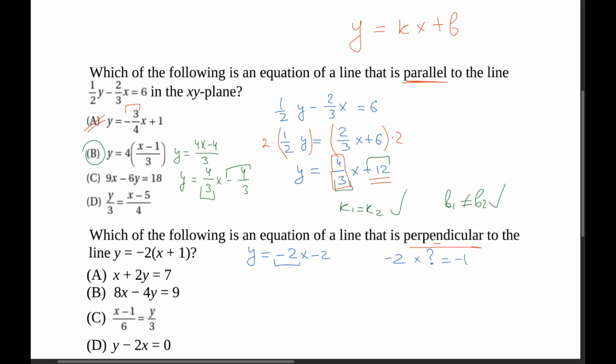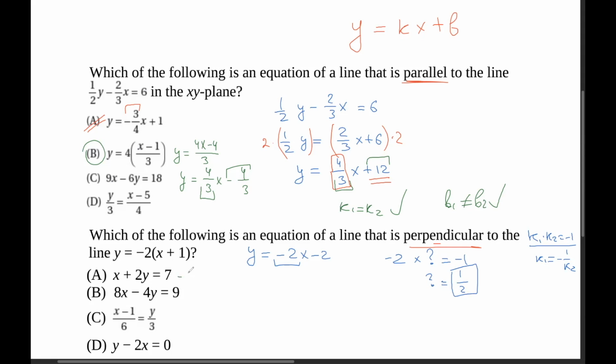Why? Because we said if they are perpendicular, k1 multiplied by k2 must be minus 1. Or you can write k1 is equal to minus 1 divided by k2. So if one of them is minus 2, the other slope must be 1 over 2. I'm looking for the line which has a slope of 1 over 2.